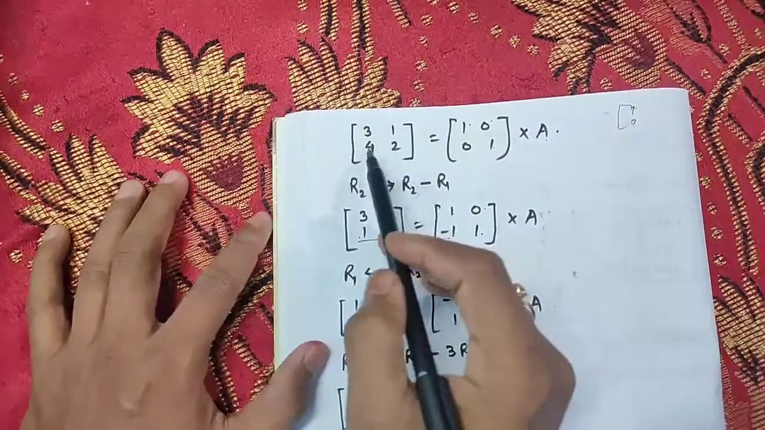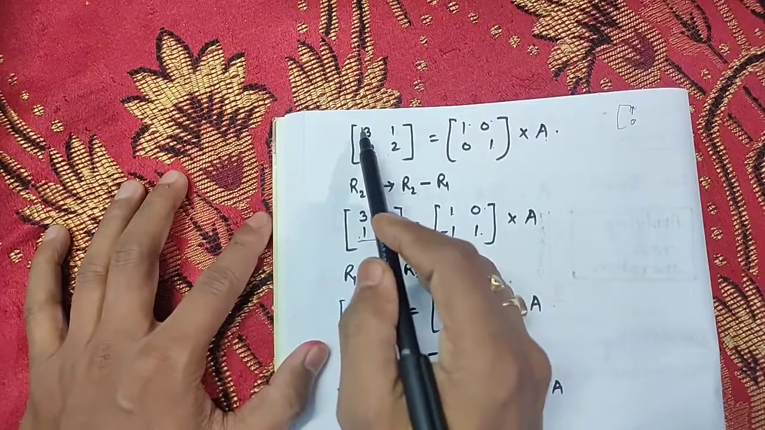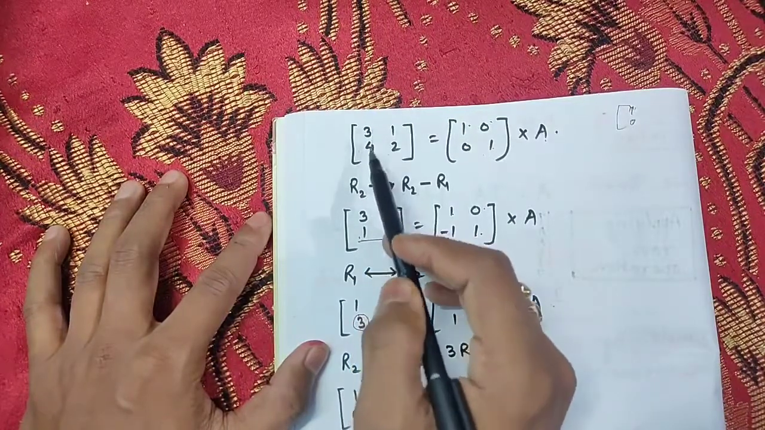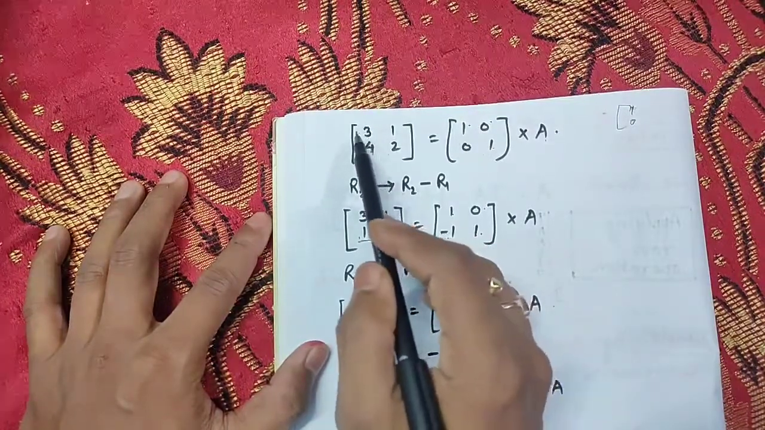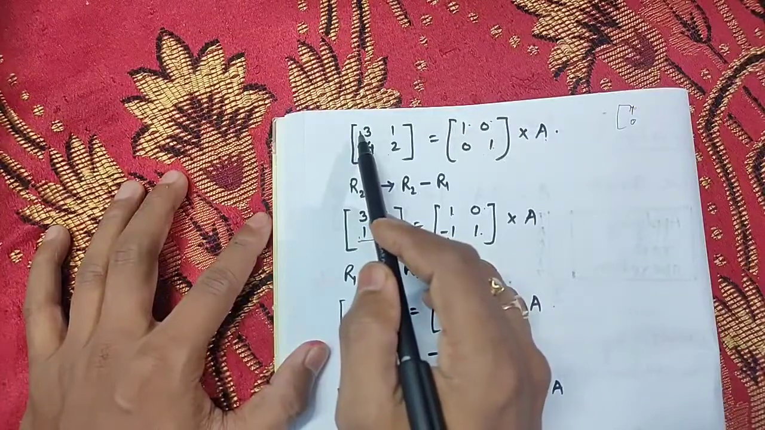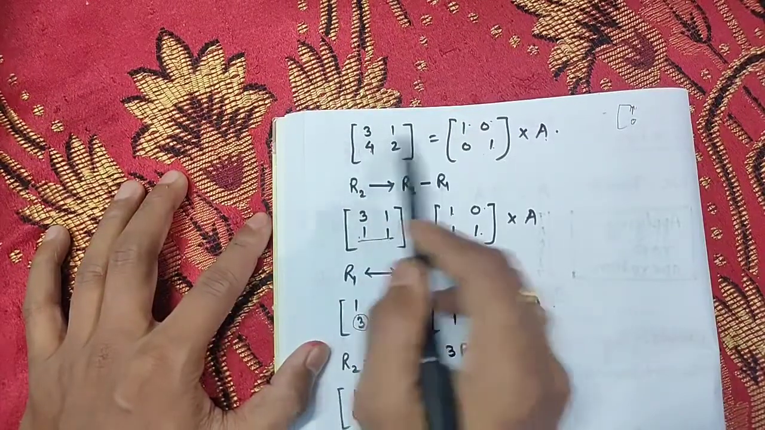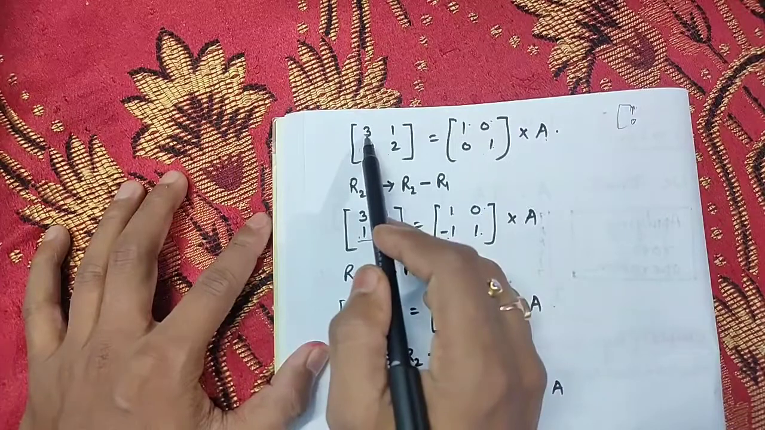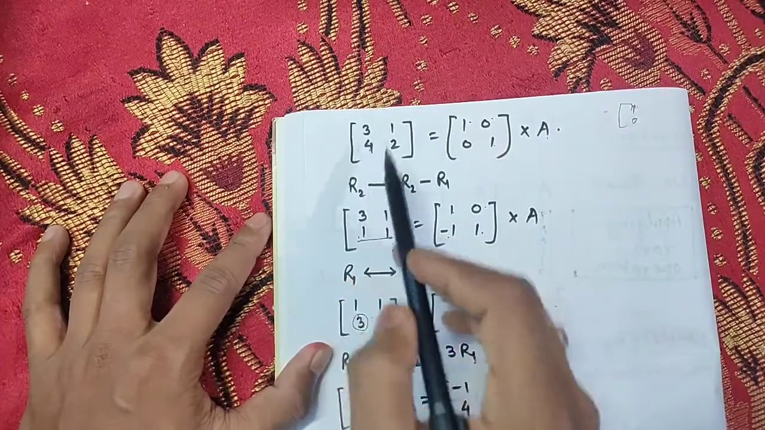See, you can do like this. You can do R1 minus R2. If you do R1 minus R2, this will come minus 1. Then you can multiply minus 1 with first row. It will come 1.